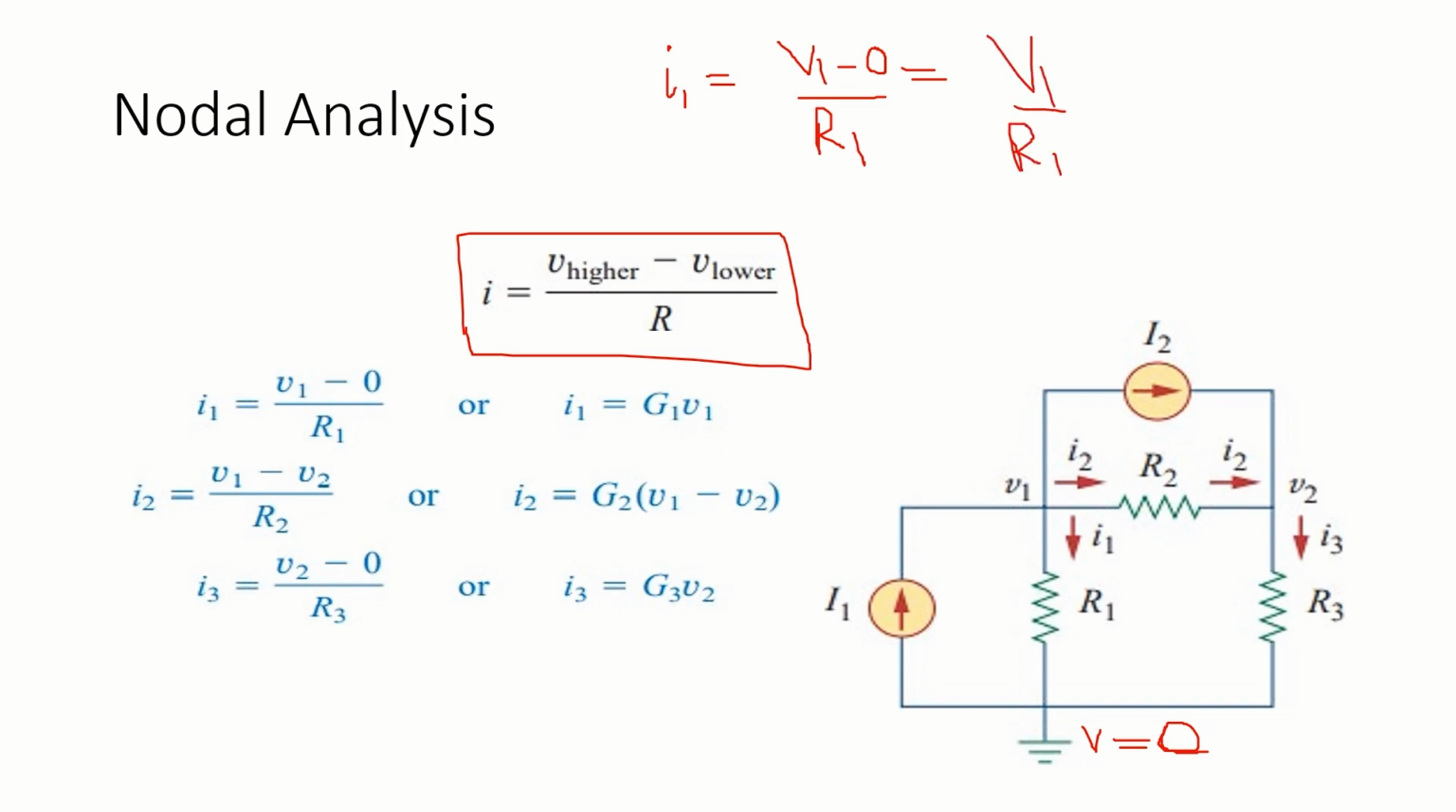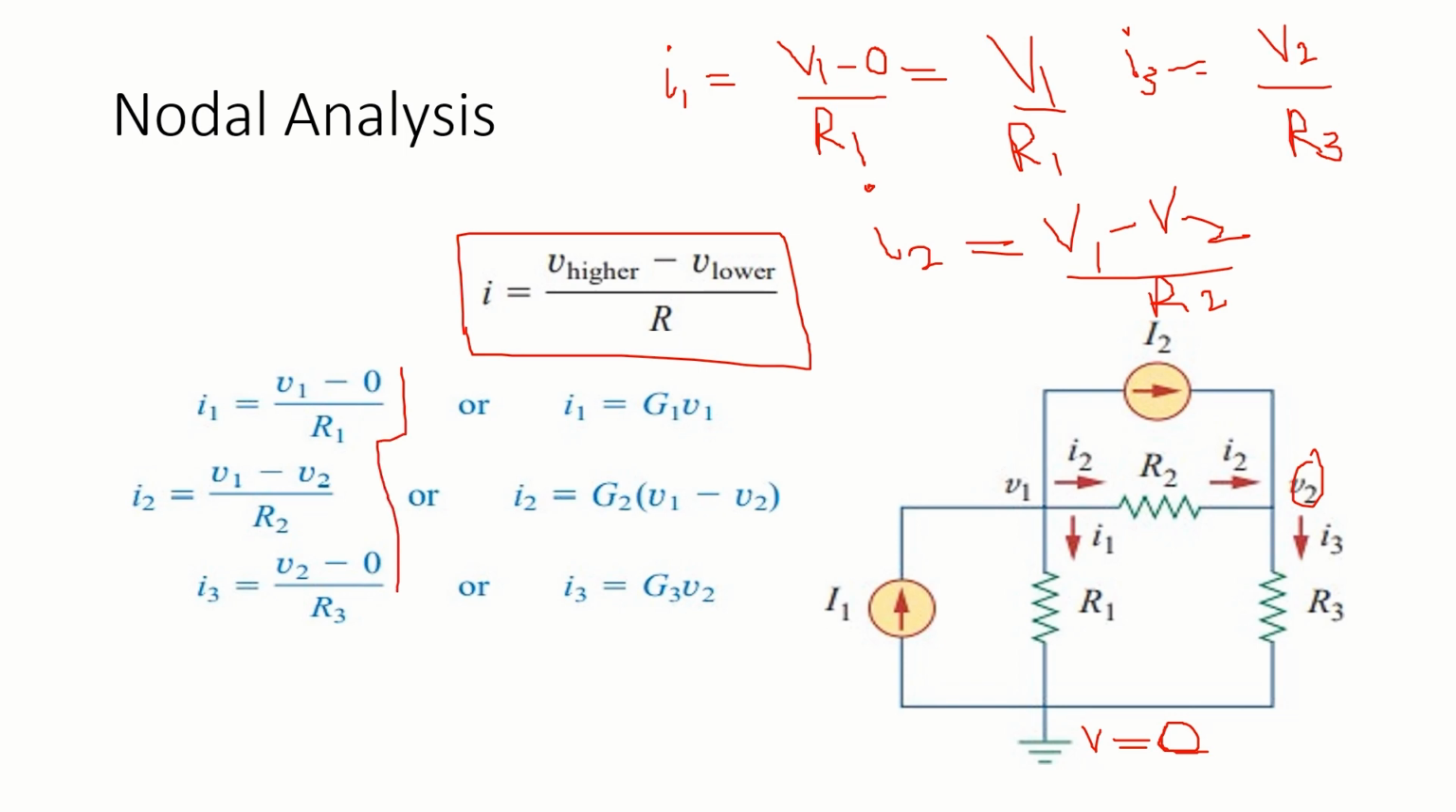Now we are going to do the same thing for I2 and I3. What will be the value of I2? I2 is flowing from V1 towards V2. So we are going to use this formula. Higher potential is V1, lower potential is V2. So V1 minus V2 divided by the resistor, that is R2. Same thing for I3. I3 is flowing from V2 towards the ground. So we can write I3 as V2 minus 0 divided by R3, or simply V2 over R3. These three equations are derived using Ohm's law.